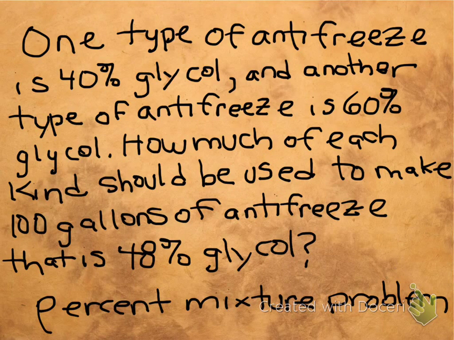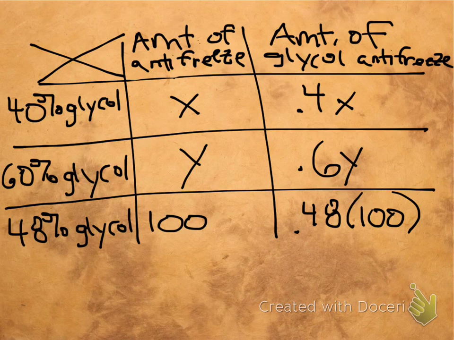We're given that we have 40% glycol antifreeze and 60% glycol antifreeze, and we need to know how much of each percentage of glycol antifreeze I should mix together to get 48% glycol antifreeze. So here's my table. I have all my percentages listed on the left as the first column. Then I have the amount of antifreeze listed in the next column.